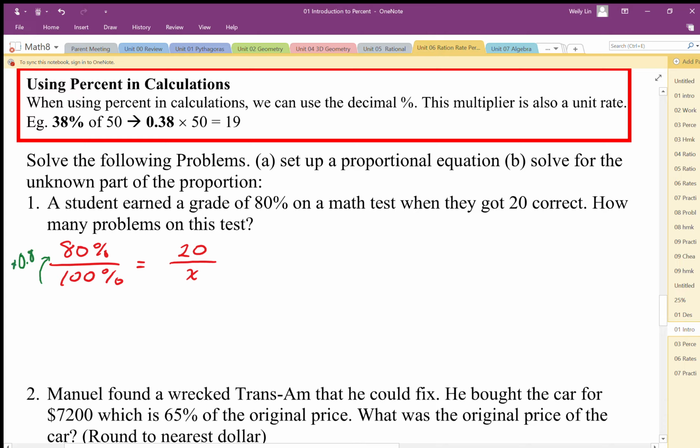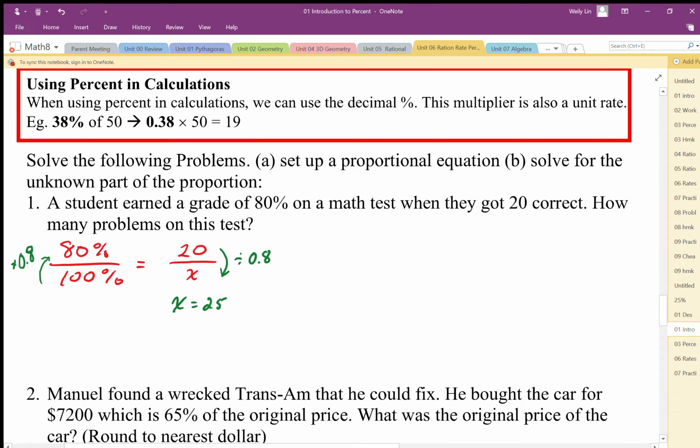We have a times by 0.8. Going from bottom to top, we want to go in the opposite direction, so we need to divide by that decimal percentage of 0.8. So in this case, when we divide 20 by 0.8, so 20 divided by 0.8 gives us 25. So the number of questions on that test is 25 questions.